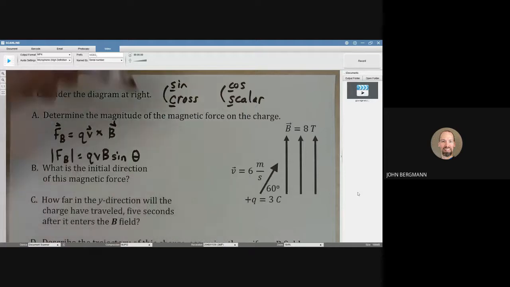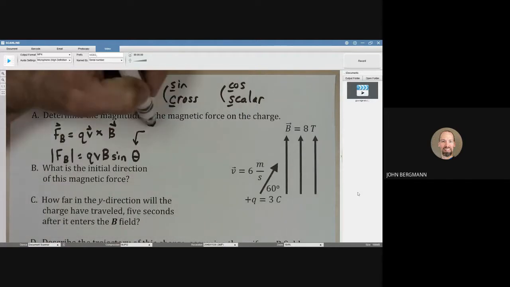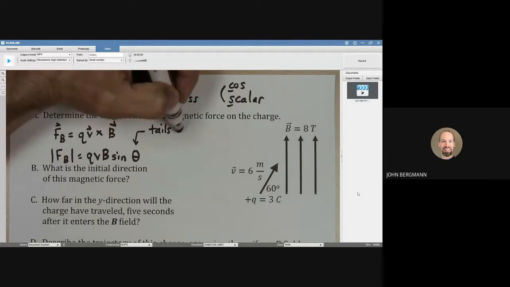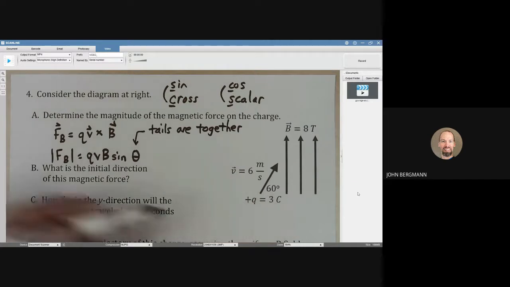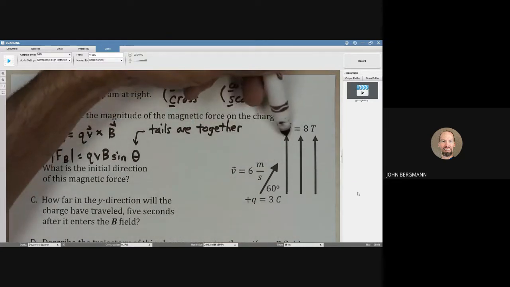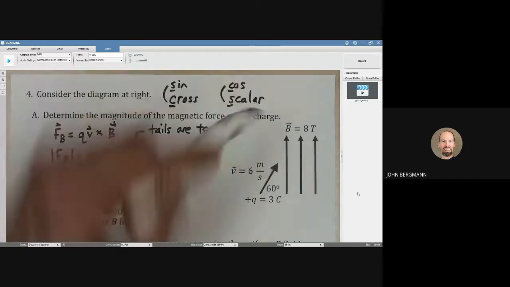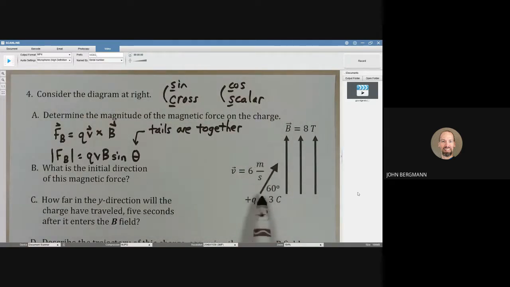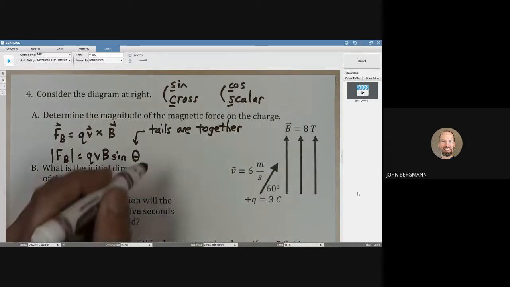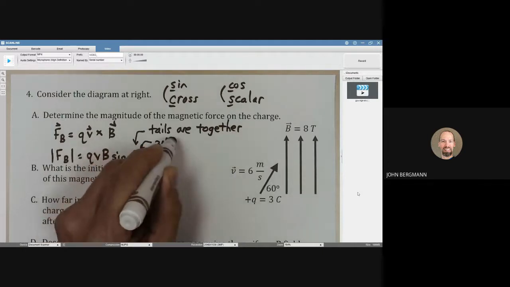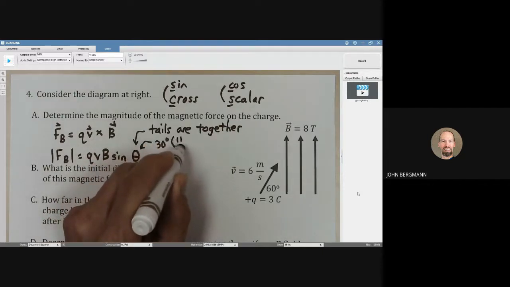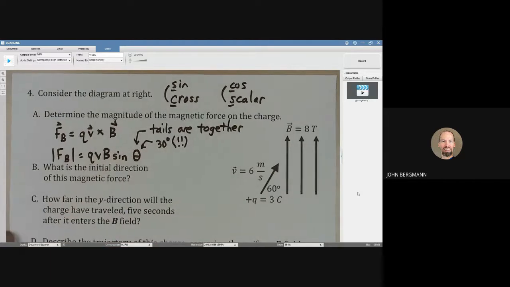The trick here, though, is that this theta is the angle when the vector tails are together. And you can see right here that this angle is not the angle that is formed when the tails are put together. If I mentally move one of these magnetic field lines and I direct it right here, what's the angle when the tails are tied together? It's 30. So in order for us to calculate this, we're going to want 30. I'm going to put a couple of exclamation points by there, because that theta is when the tails are together.